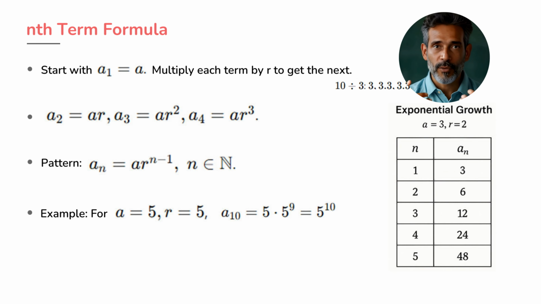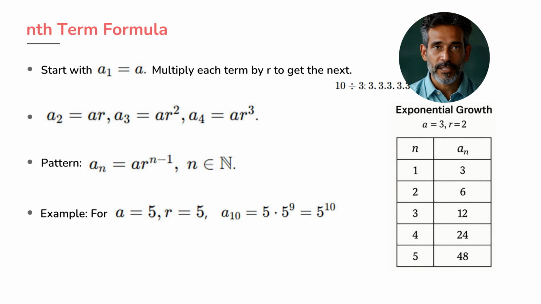Start with the first term, call it a. The second term is a times r, written as ar. The third term is a times r squared, written as ar squared. The fourth term is a times r cubed, and so on. So in general, the nth term is given by a sub n equals a into r raised to the power n minus 1.